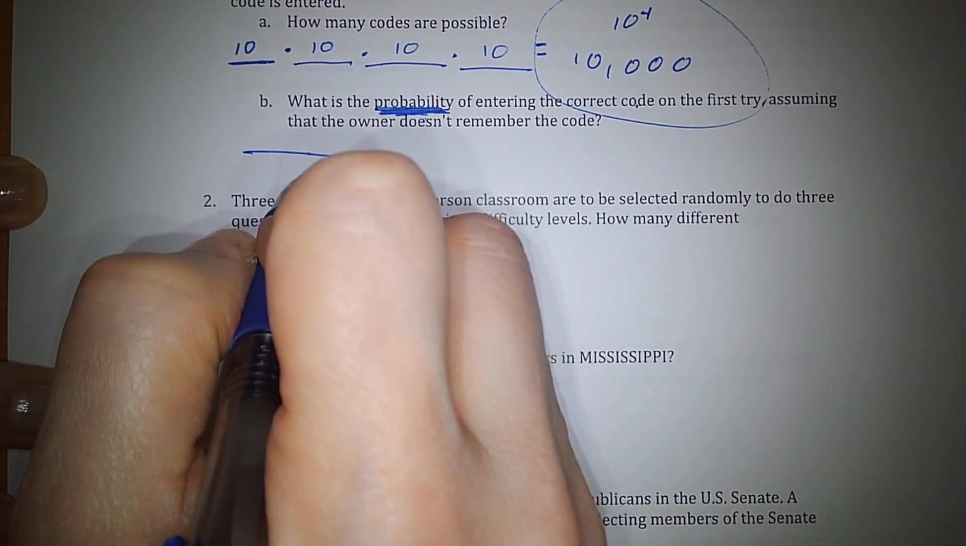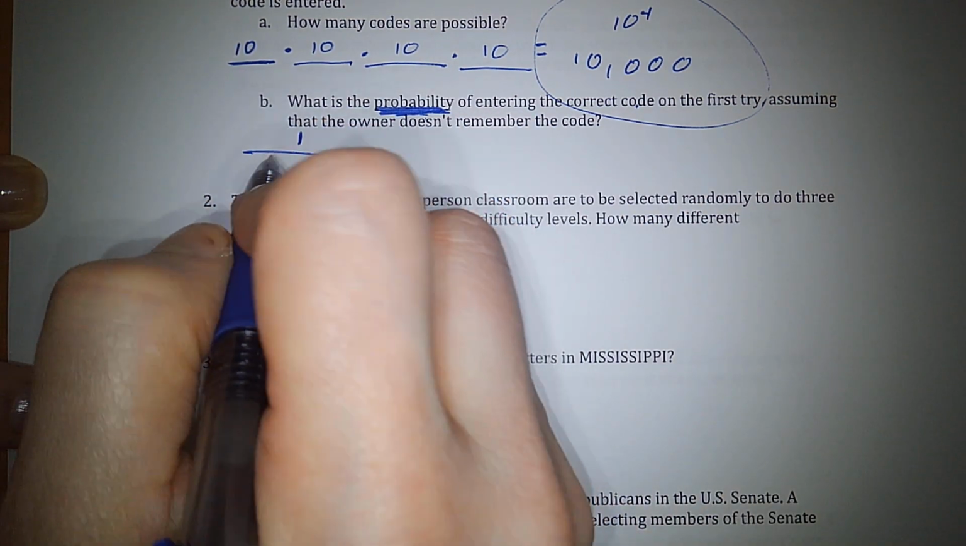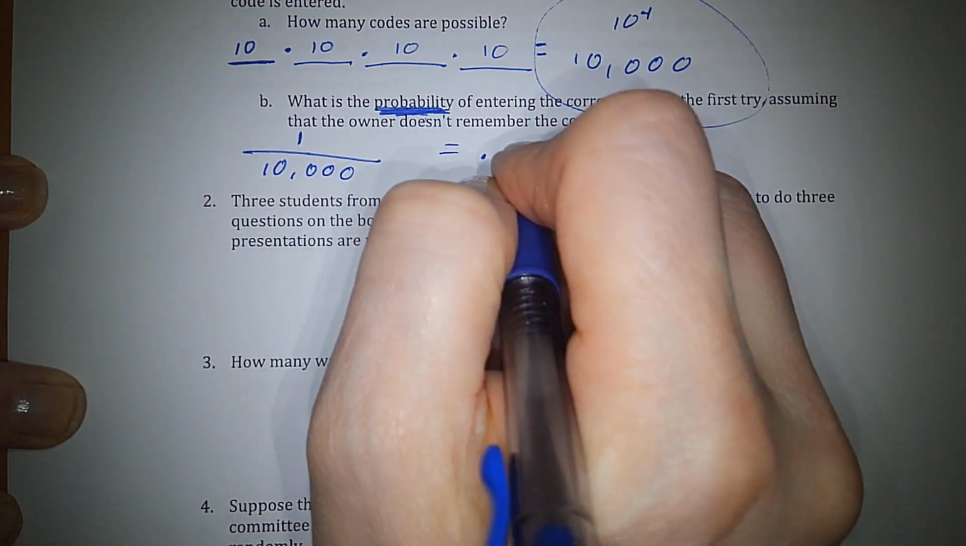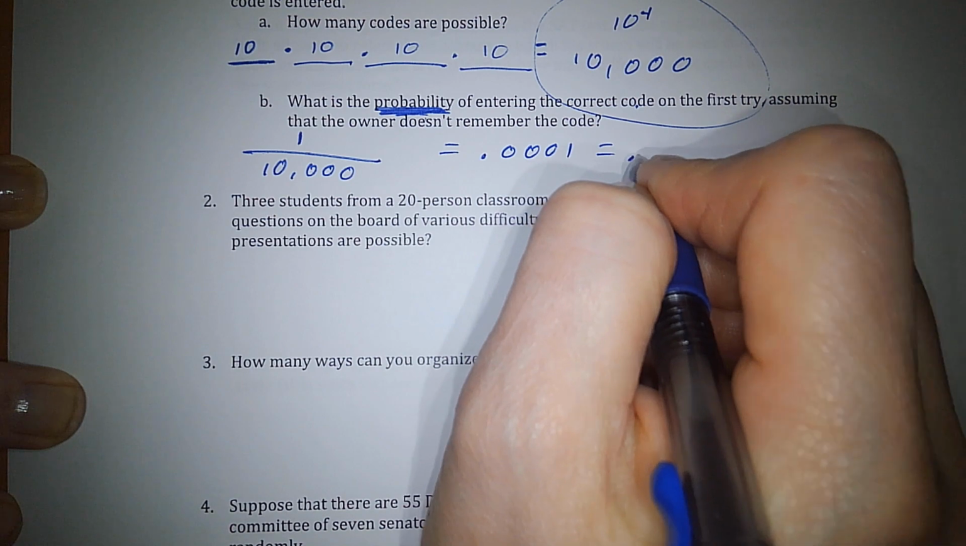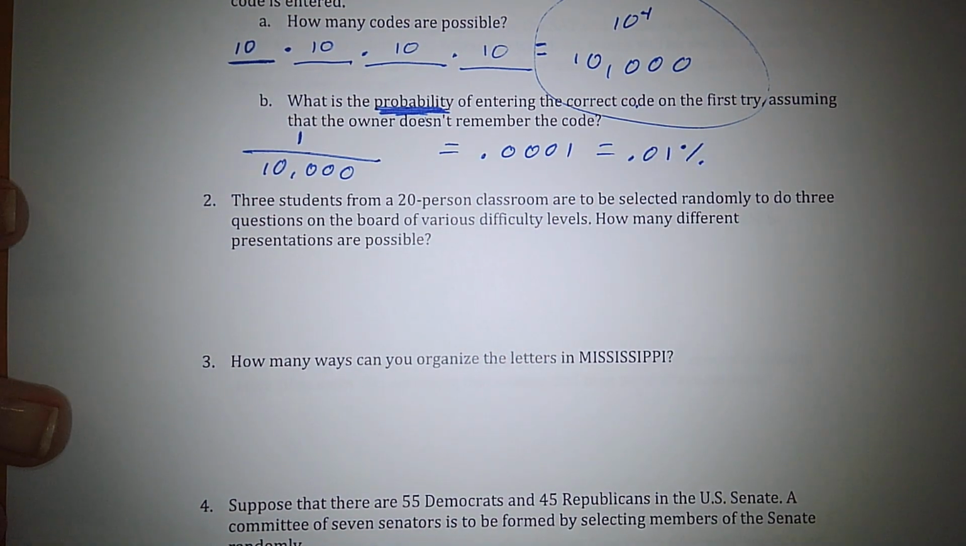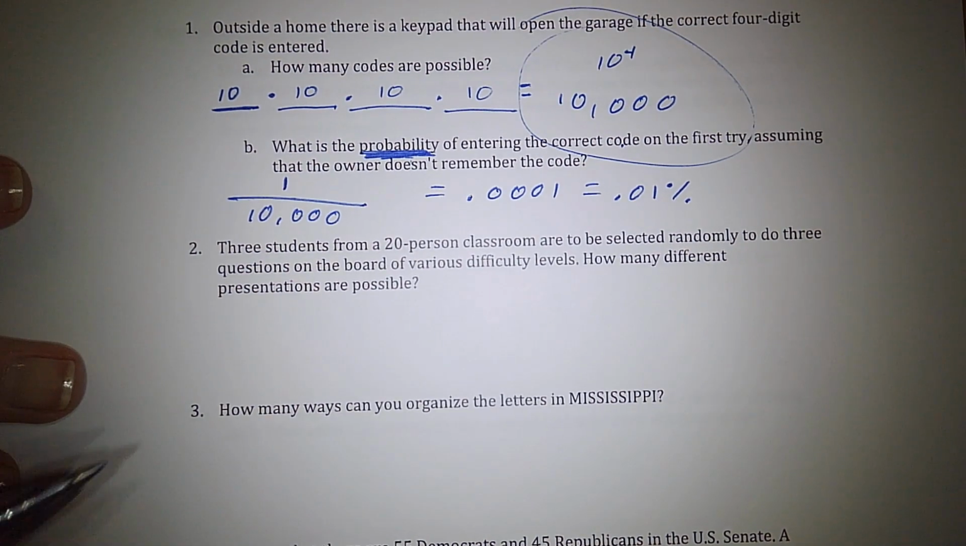Probability is always a division. So the probability is going to be 1 in 10,000. So it's a very, very, very small probability. In fact, it's 0.01%.